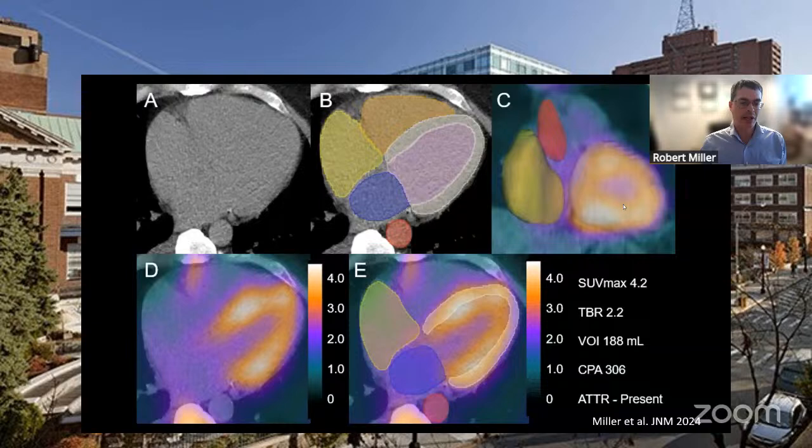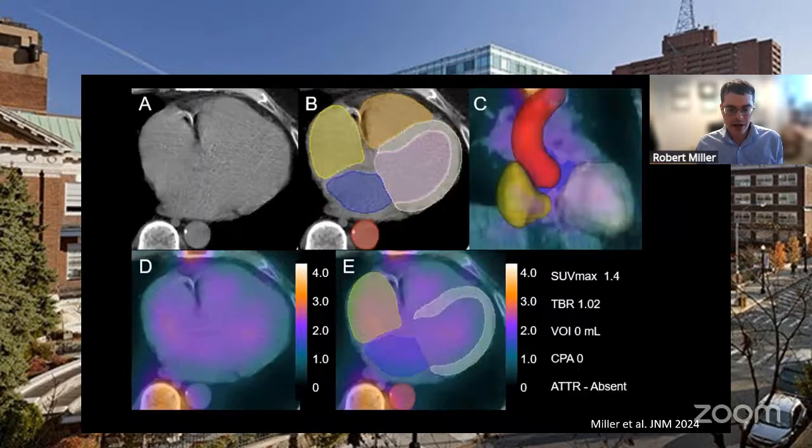So this is just a case example of how this works. So again, these were these low dose, poor image quality CT attenuation scans, but you can still estimate the cardiac chambers. And from those, you can then segment. So this is a patient with ATTR. You can see that they have diffuse myocardial uptake. You can see that the myocardial segmentation covers most of the abnormal activity. And you can see that both the volume of involvement and cardiac pyrophosphate activity are elevated. The nice thing about these metrics is the cutoff is 0, so anything above 0 is abnormal.